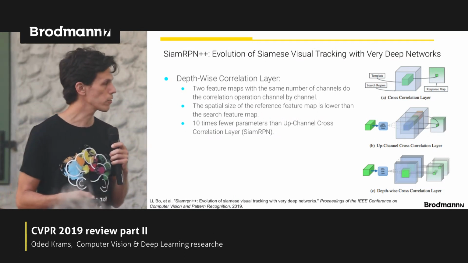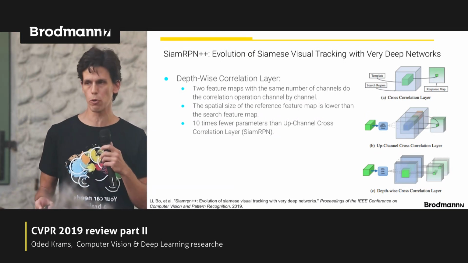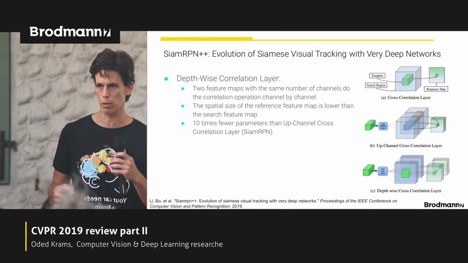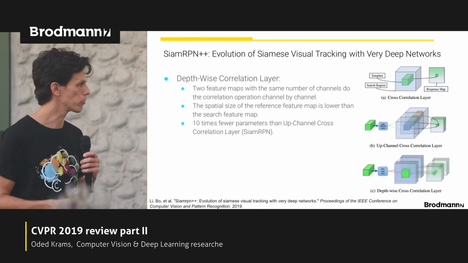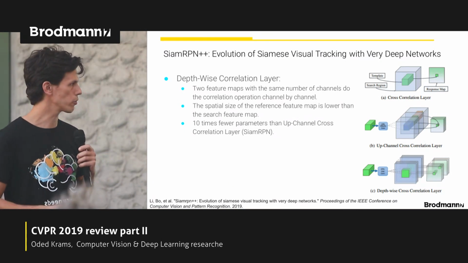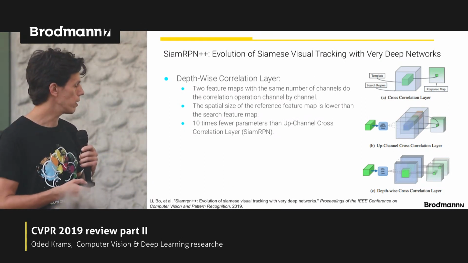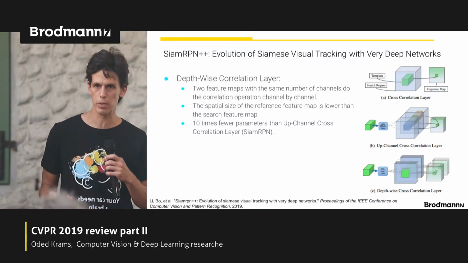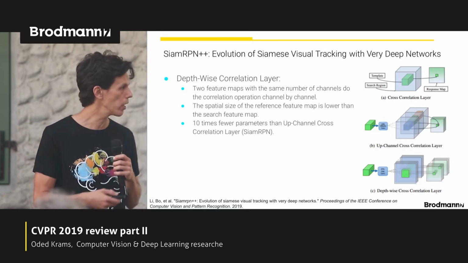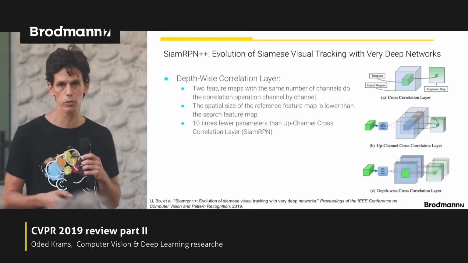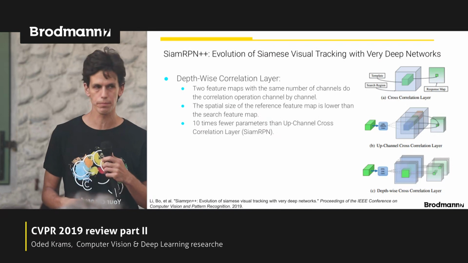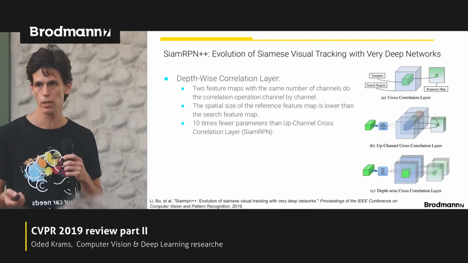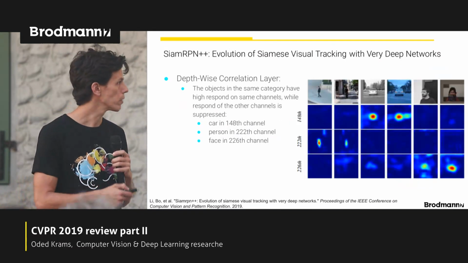The spatial size of the reference frame is usually smaller than the search frame because maybe the object moves a bit, so we want to find it in a larger search area. And one of the advantages of this layer is that it has 10 times fewer parameters than the previously used layer, the up-channel cross correlation that was used in SiamRPN. So it's much faster and it gives better results.